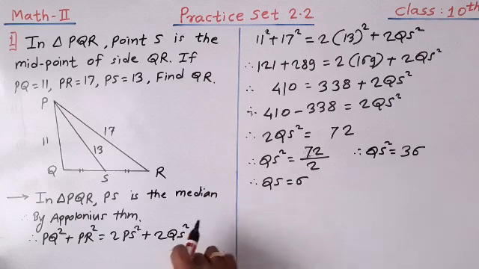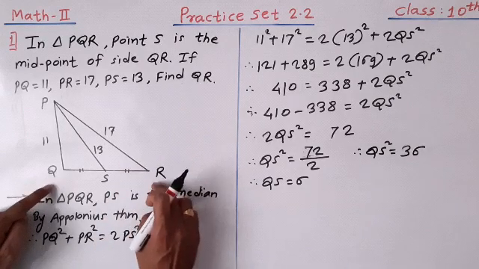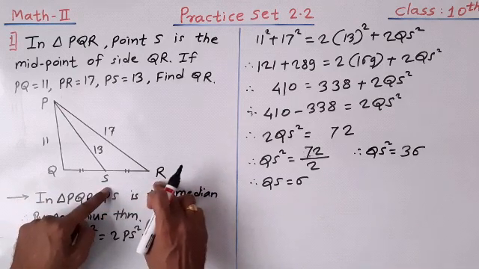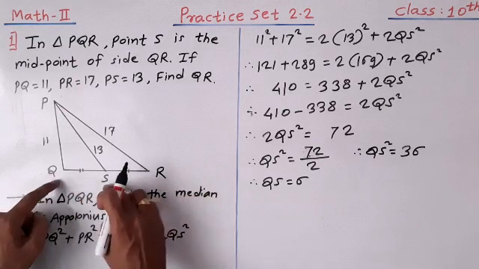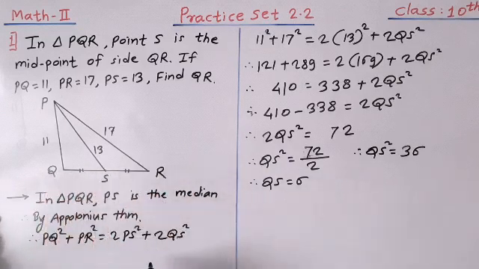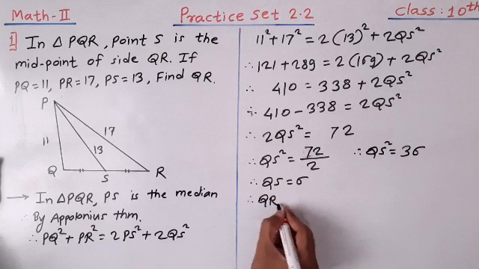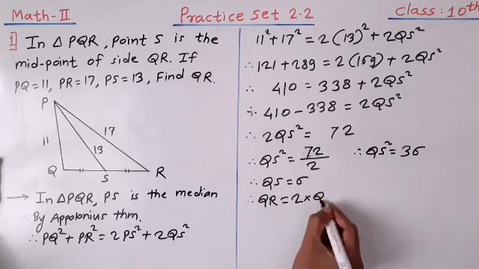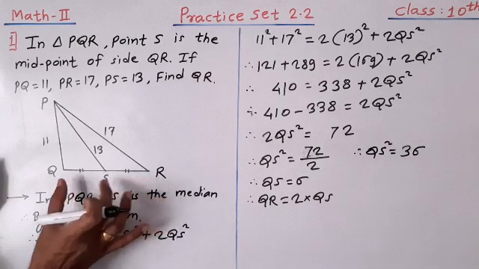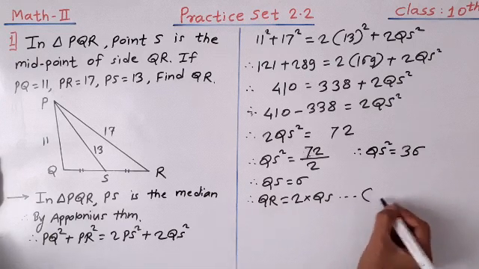But this is not our answer. We need to find QR, of which QS is one segment and SR is also one segment of QR. QR is divided into two segments and both the segments are congruent because S is the midpoint of seg QR. So we can write QR is equal to twice of QS. As S is the midpoint of QR, so QR is double of QS. You can write the reason here.